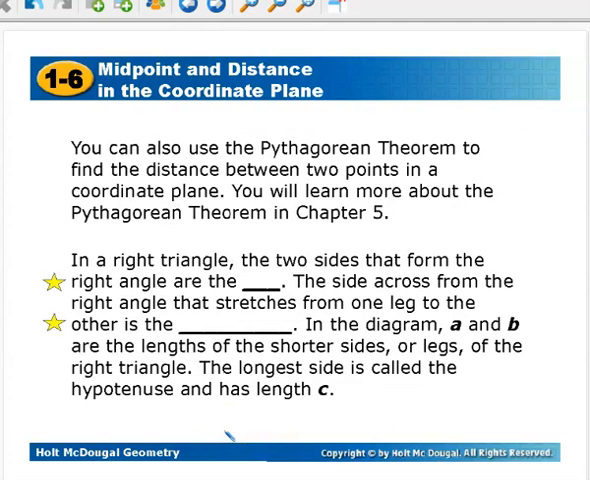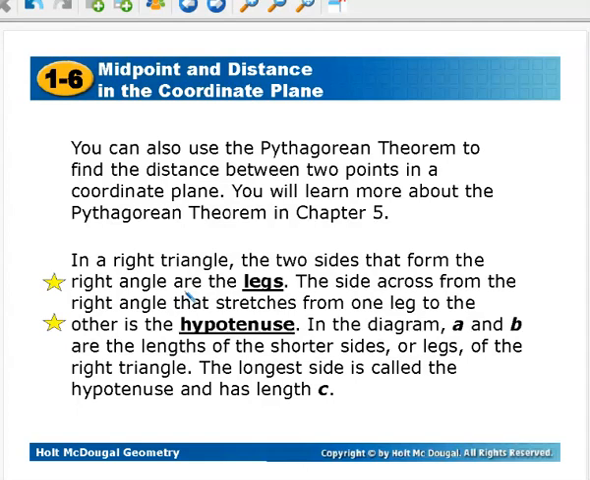Okay. Let's look at the Pythagorean theorem here real quick. Like I told you, the distance formula is kind of based on the Pythagorean theorem. So you can also use the Pythagorean theorem to find the distance between 2 points. We're going to learn more about the Pythagorean theorem off in chapter 5, okay? But suffice it to say that in a right triangle, the two sides that form the right angle are called the legs, and the side across from the right angle is called the hypotenuse.